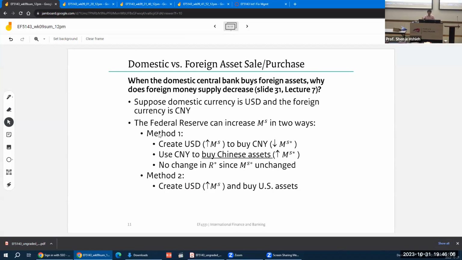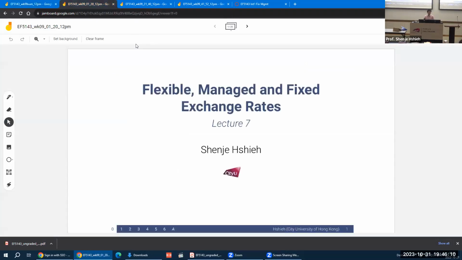All right, so that's all I want to talk about before going to this week's slide. So any comments on the Marshall-Lerner condition? Also on the homework assignments, problem set? Okay.